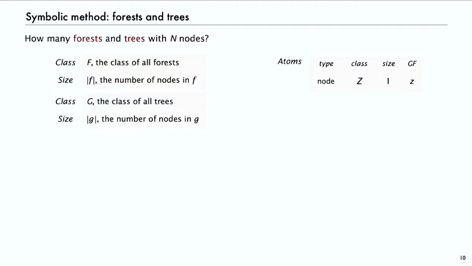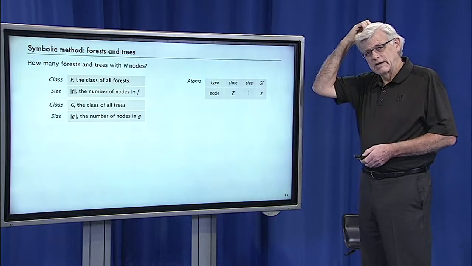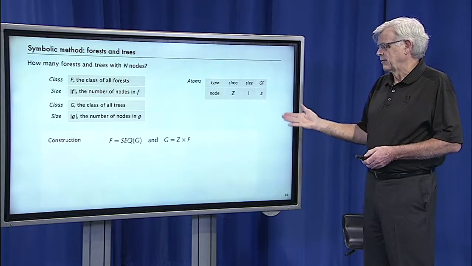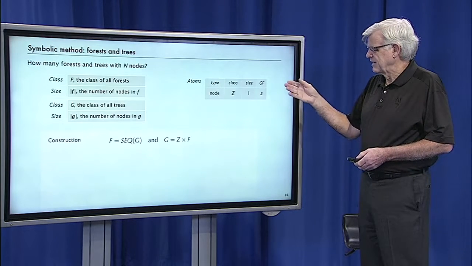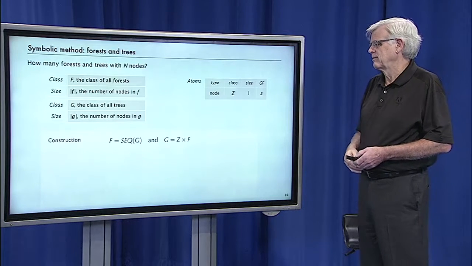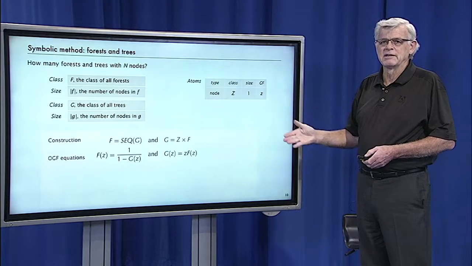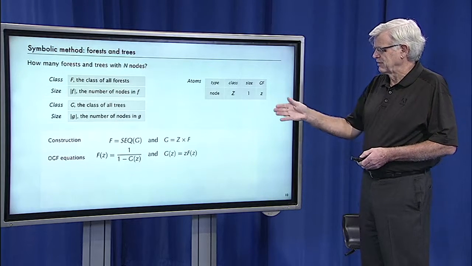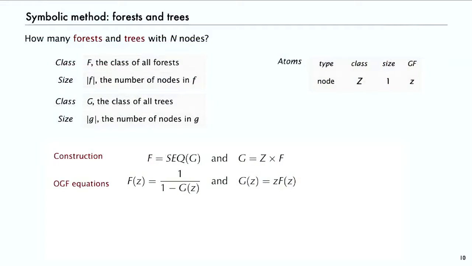So those are 2 combinatorial classes, and now we can use our definitions of those classes to develop constructions directly from the definitions. What did we say? We said a forest is a sequence of trees, and a tree is a root node in a forest. And that immediately corresponds to those 2 constructions. And then the transfer theorems immediately give us the OGFs for those 2 combinatorial classes. F of Z is 1 over 1 minus G of Z, and G of Z equals Z F of Z. That's what I referred to on the previous slide.